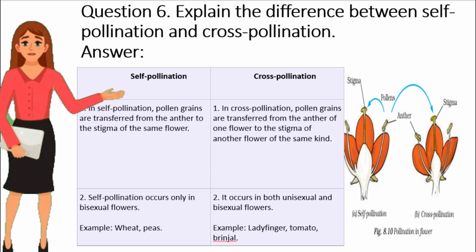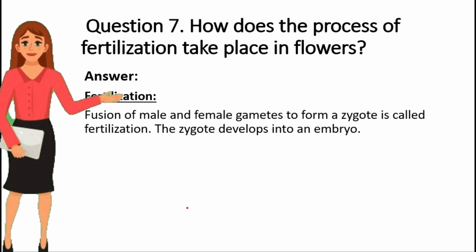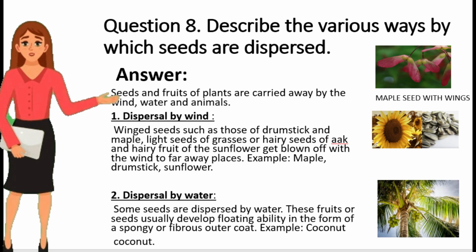3. Examples of self-pollination are wheat, peas, whereas examples of cross-pollination are ladyfinger, tomato, brinjal. Question 7. How does the process of fertilization take place in flowers? Answer: fertilization. The fusion of male and female gametes to form a zygote is called fertilization. The zygote develops into an embryo. Question 8. Describe the various ways by which seeds are dispersed.